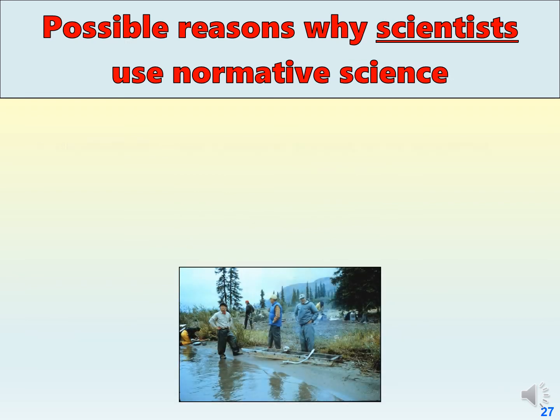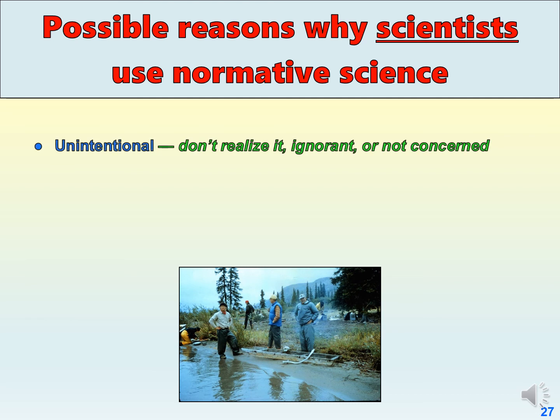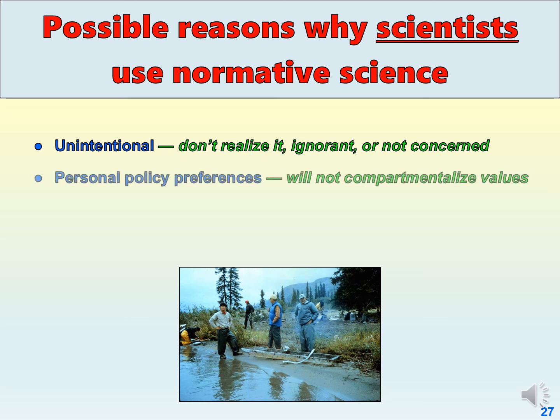What possible reasons would scientists have? There are obvious reasons why advocates would use normative science, but why would scientists use normative science? First is unintentional. They don't even realize it. They're just ignorant of the whole idea. They're just not attuned to policy issues or value-based issues, or they're just not concerned. Hey, it's not my problem. They misinterpret my science, that's their problem. Another example is that scientists do have personal policy preferences, and they either cannot or will not compartmentalize those. And so basically, their personal policy preferences seep into their science, and as a result, you get this normative science.